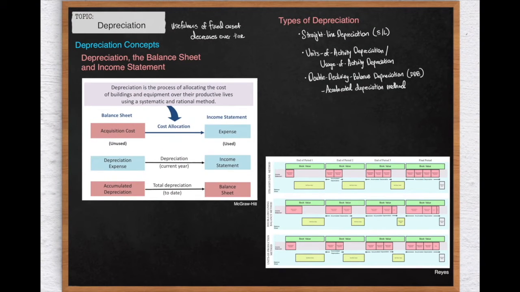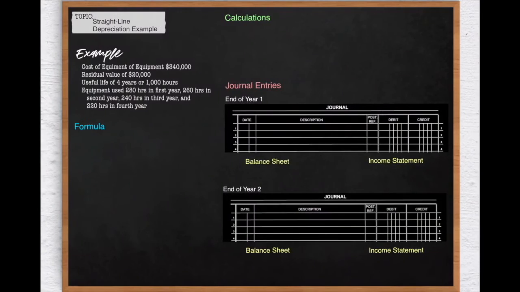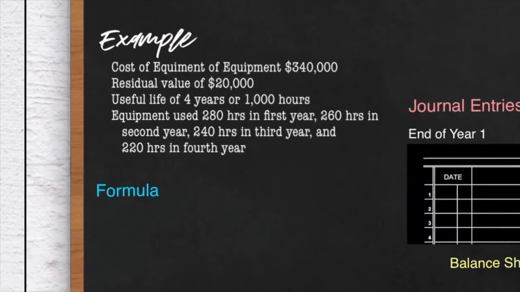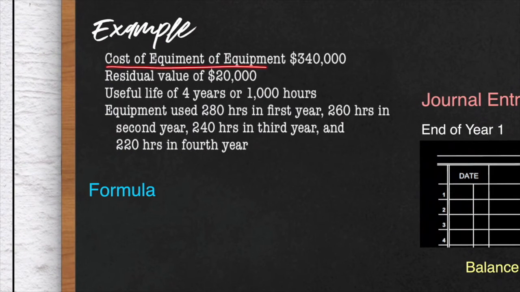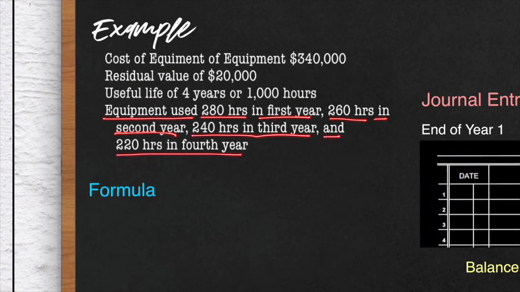To understand the concepts of depreciation a little more, we're going to go through examples of each type of depreciation. The first one we'll go over is straight line depreciation. Here's the example. The cost of equipment is $340,000. The residual value is $20,000. The useful life is 4 years or 1,000 hours. And then the equipment was used for the following amount of hours for all 4 years. There it is.